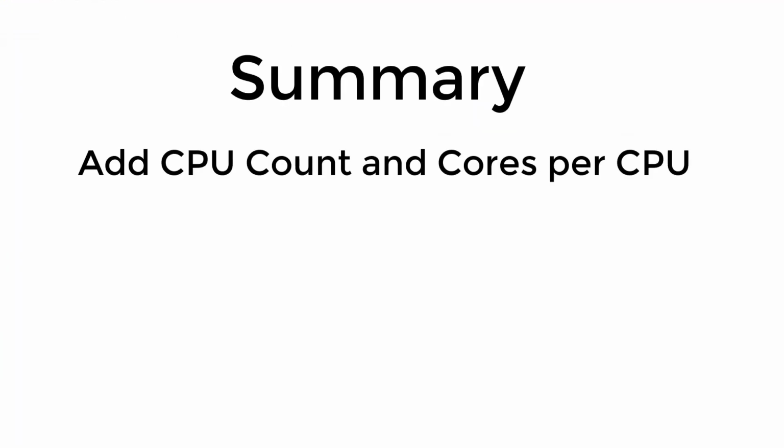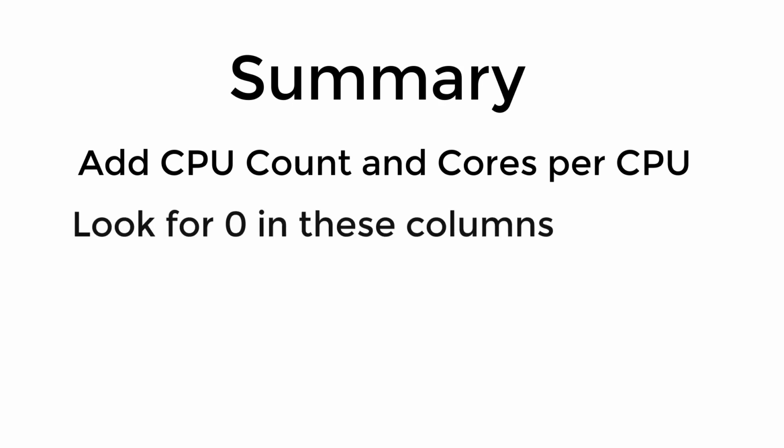The message from this video is to add the CPU count and the cores per CPU columns to the hardware page, and check that any OSIs that have 0 for either of these values are not running software that has a licensing metric that depends on these values being set correctly.